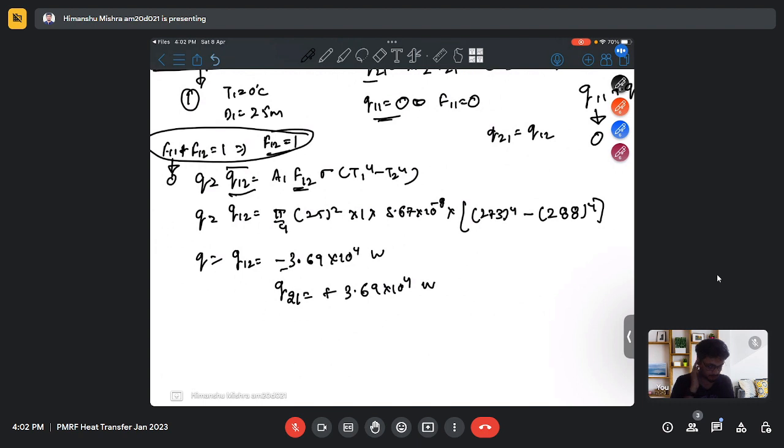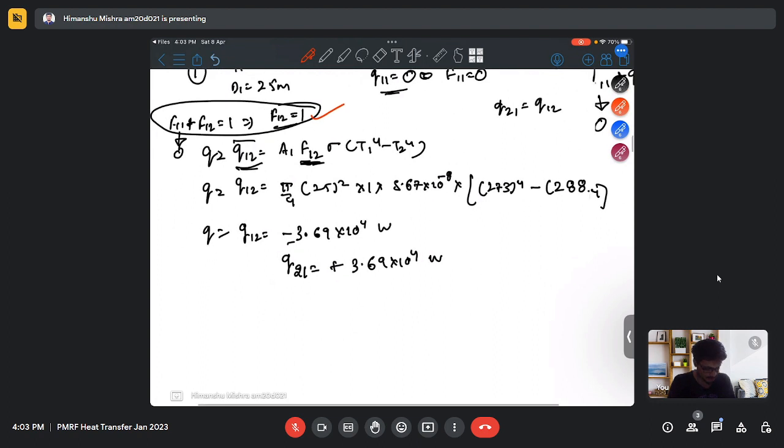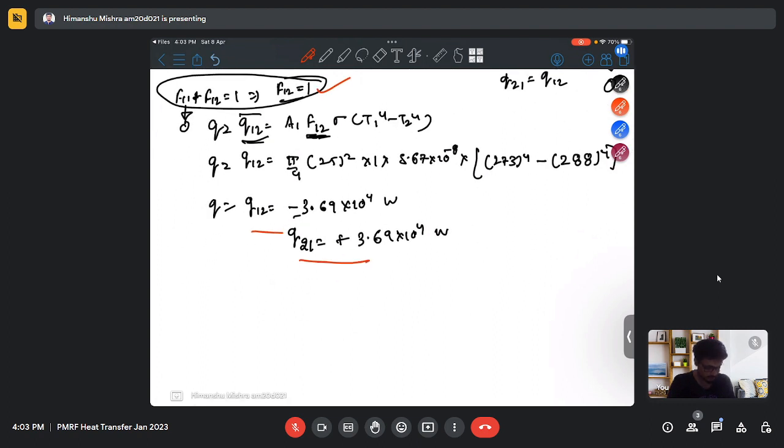So we found the Q12 using the Stefan-Boltzmann law. We found this shape factor by the summation rule, and we found the magnitude of the total heat transfer.